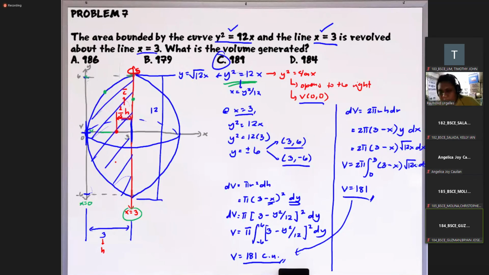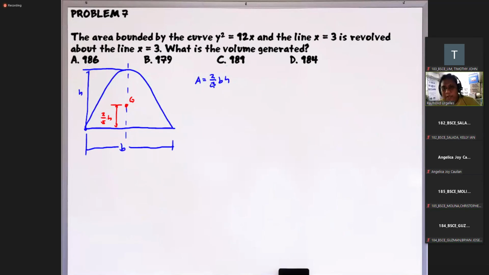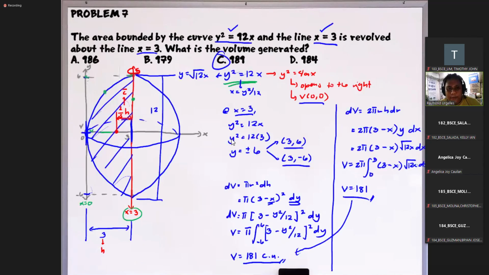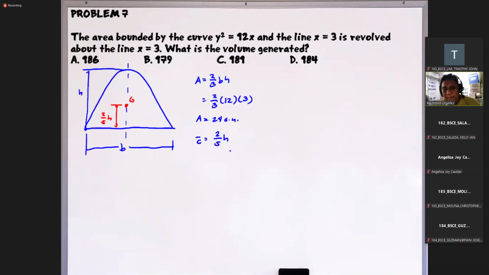So therefore, solving for the area muna tayo. Yung base is 12 units. Yung height is 3 units. So therefore, this will be 24 square units. So that's for the area. And for C-bar, this is equivalent to 2/5 ng height. Yung height natin ay 3 units. So this is 2/5 times 3 units. So this is equal to 1.2. So yun yung C-bar natin.